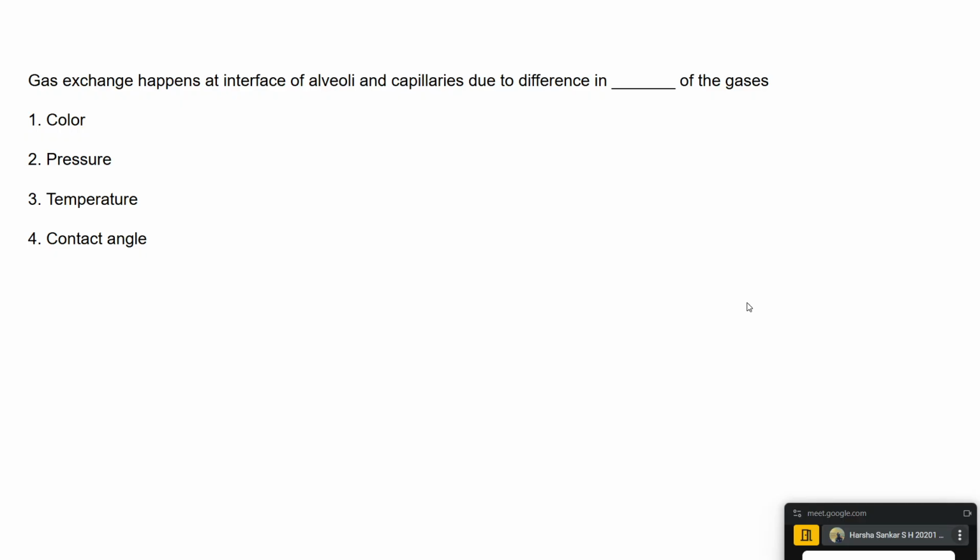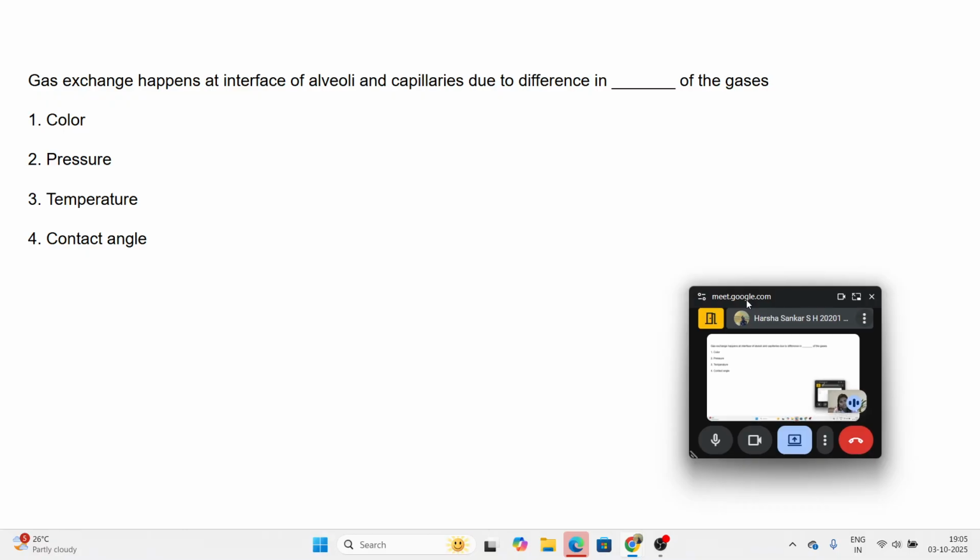Gas exchange happens at the interface of alveoli and capillaries due to a difference in what of the gas? Option 1 color, option 2 pressure, option 3 temperature, option 4 contact angle. So why is gas getting exchanged at the surface of alveoli or anywhere? What is the reason behind it? Sir has beautifully drawn it and told even the concentration. That's why it's able to come. Even in the recap of all the sessions I mentioned it. So the correct answer is pressure. Difference in partial pressure, right? Option 2 is the correct answer.